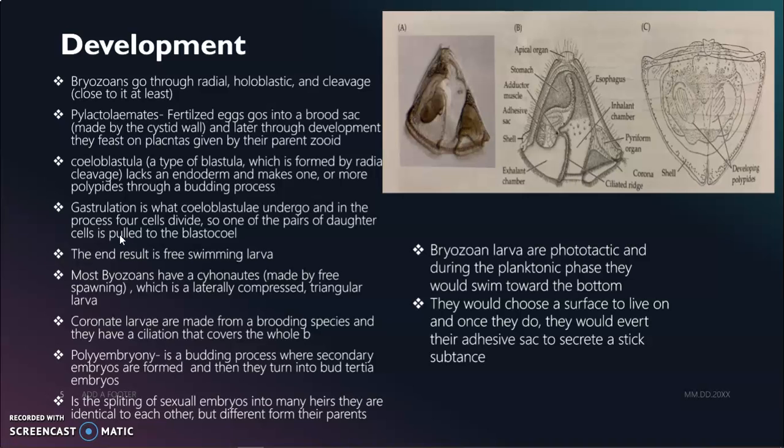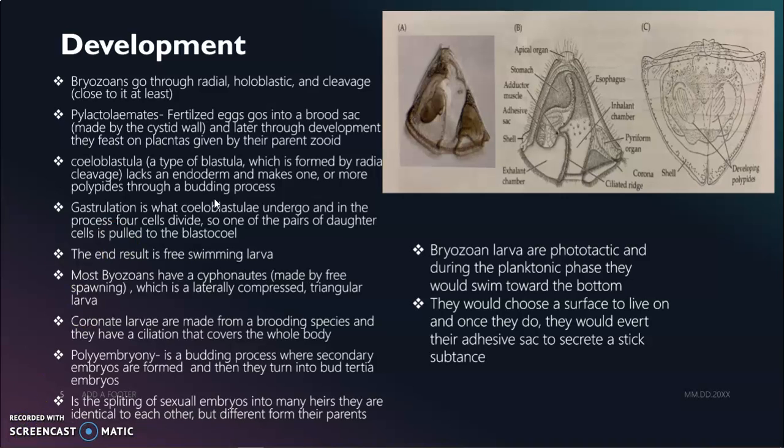And their coeloblastula, which is a type of blastula formed by the radial cleavage, lacks an endoderm and makes one or more polypides through a budding process. Gastrulation is what the coeloblastula undergoes in the process. In the process, cells divide, so the pairs of daughter cells are pulled into the blastocoel, and at the end of it you get a swimming larva.